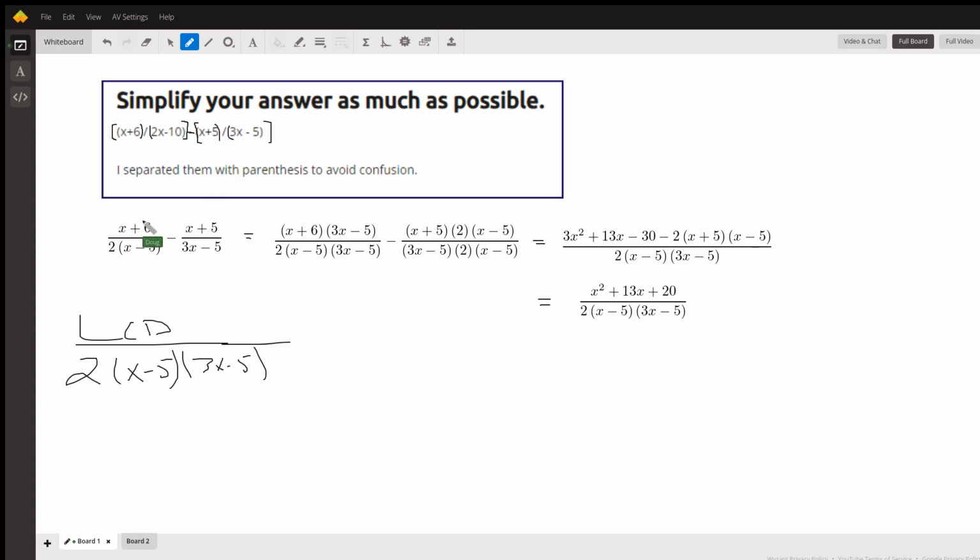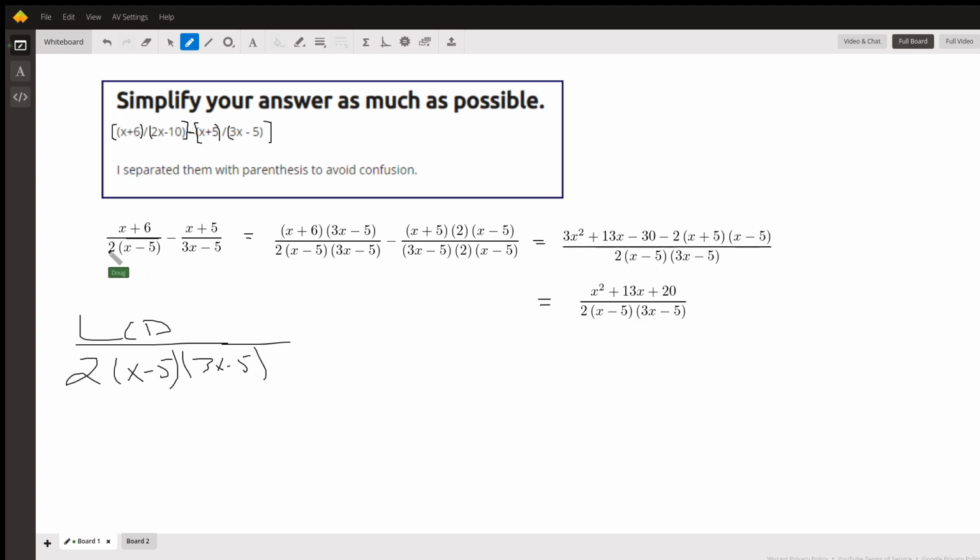When you use horizontal lines to separate the numerator and denominator, you don't need all those parentheses because this is actually a grouping symbol. It actually has a name. It's called a vinculum. But anyway, we need a common denominator.